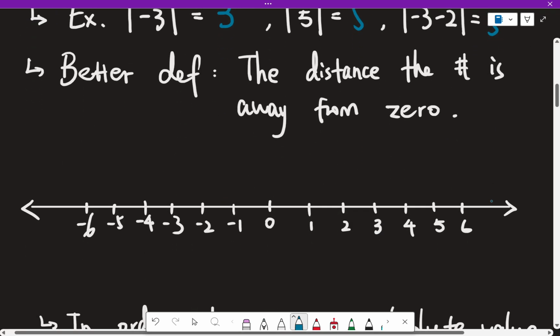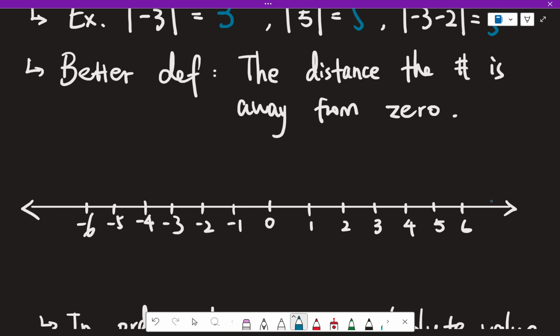A better definition would be that the absolute value of a number is essentially the distance this number is away from 0. So let's say we want to find the absolute value of -4. We first pinpoint the location of -4 on a number line, and we find the distance from -4 to 0. We can clearly see that it's 1, 2, 3, 4 steps away from 0, so it is just 4. And as the distance of something is never negative, the absolute value of a number is also non-negative. In other words, it is always greater than or equal to 0.